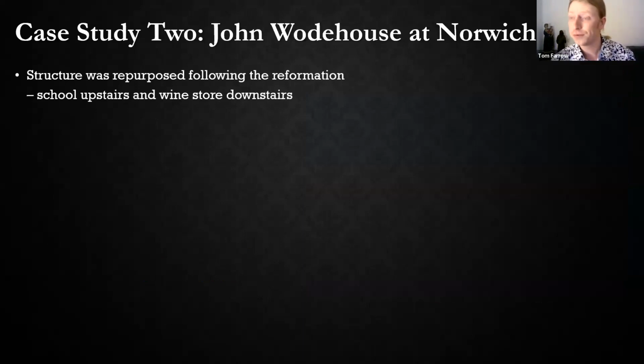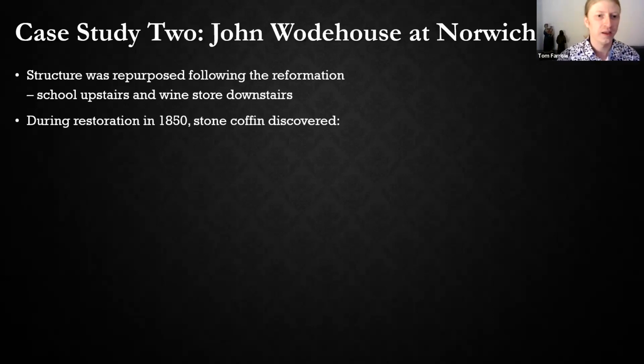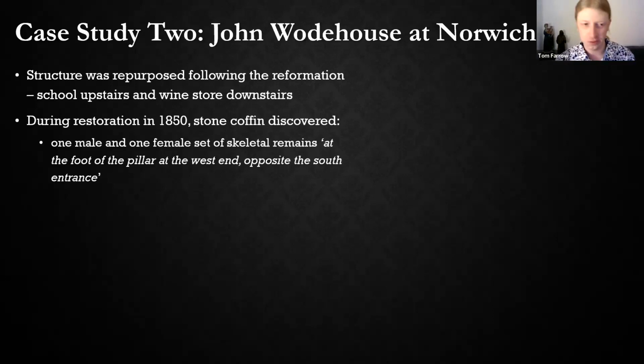So the structure itself was repurposed following the Reformation. This is the reason why it survives when not many do. It turned into a school upstairs, and it was a wine store downstairs for a while. And during some work done on the floor in 1850, a stone coffin was discovered. It contained 1 male and 1 female set of skeletal remains.